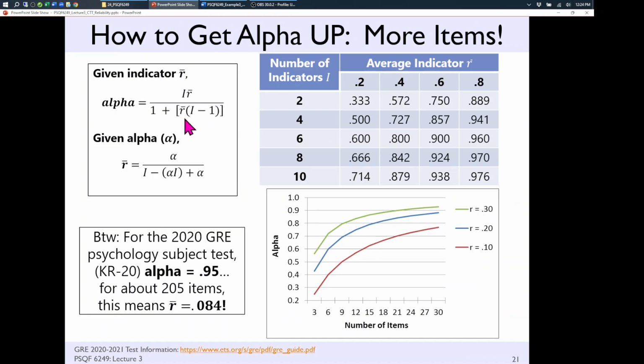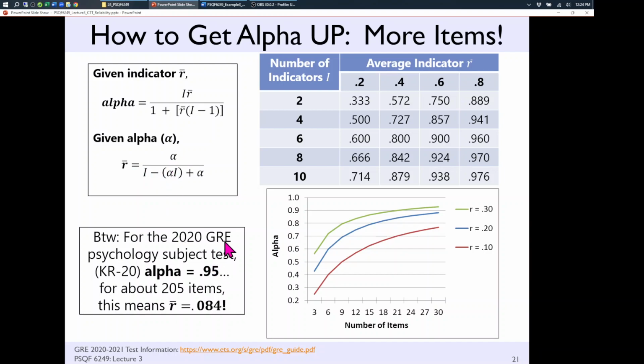Some more examples then. You can rearrange the alpha formula to, given alpha and the number of items, compute what the average inter-item correlation had to have been. That can be useful to do in published work, for instance, where people give the alpha and the number of items. Here's an example from real life.